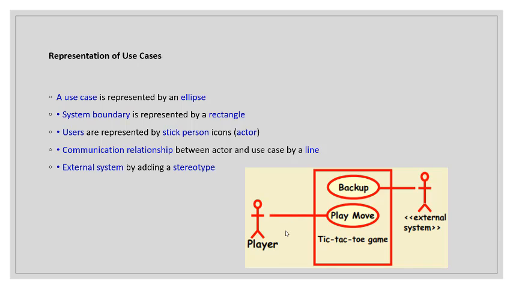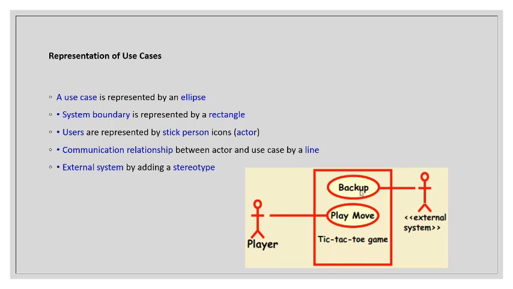So in the developer's perspective, it is the player and the play move. The use case should be named using the user's perspective, not the developer's perspective. So here are some text descriptions also.